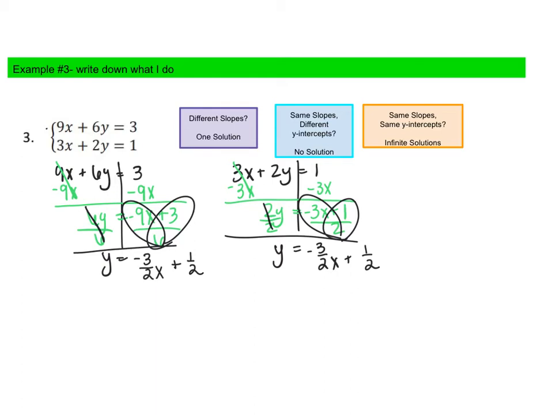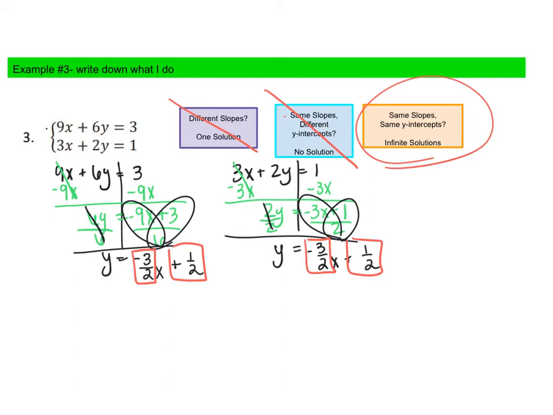Well, if you look at their y-intercepts and their slopes, you'll notice they're the exact same slope. Same slopes, and the same y-intercepts. So what does this mean? This is the same line. Infinite solutions. Because it's the same line. It's overlapping.